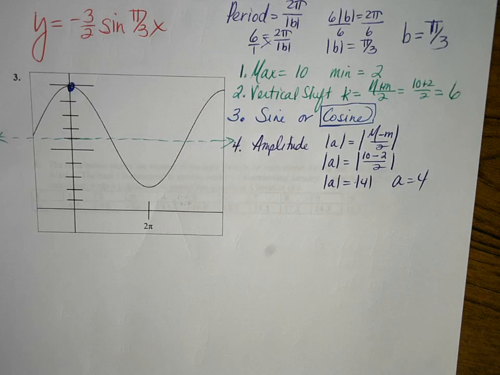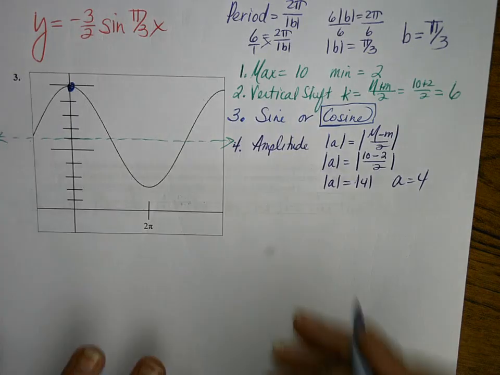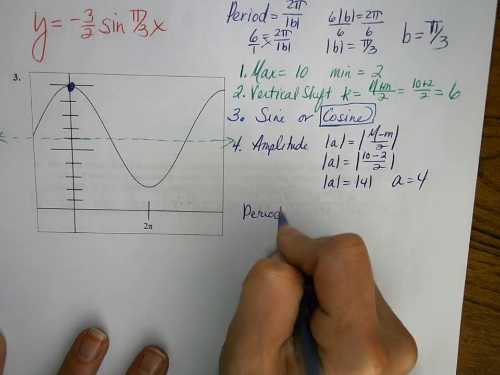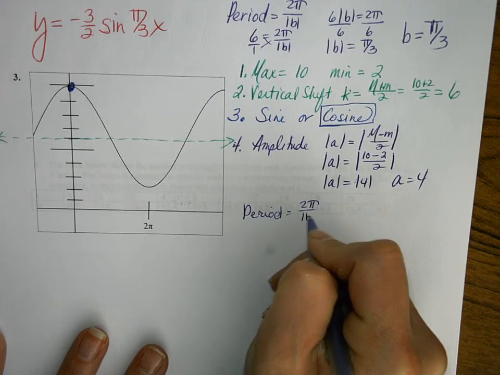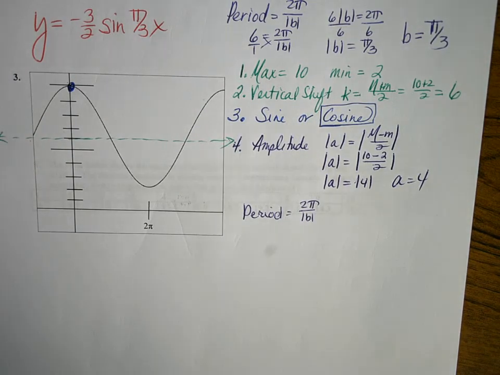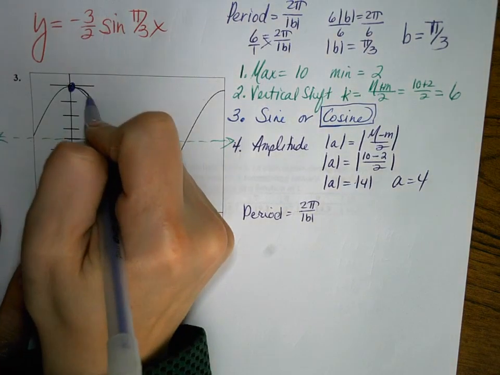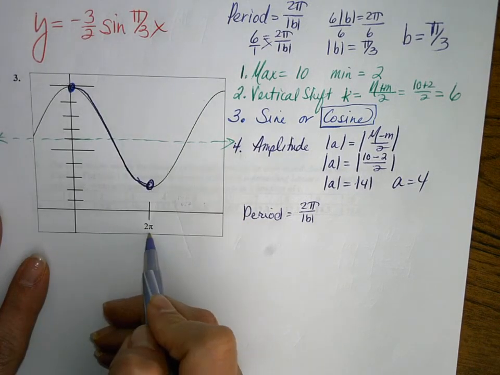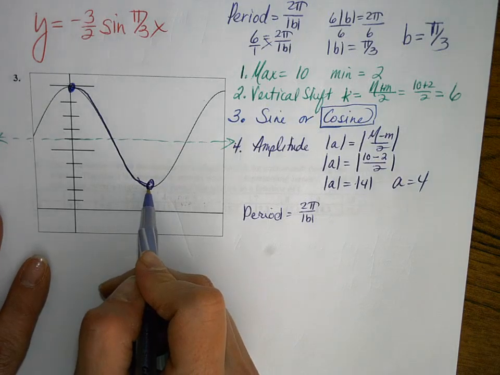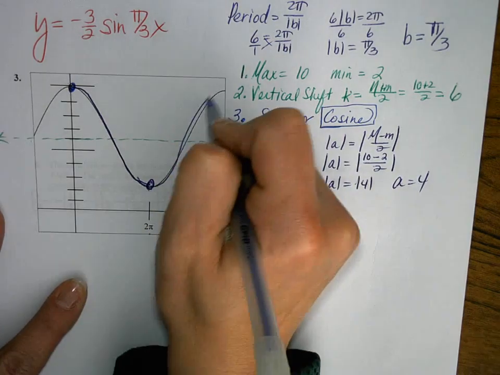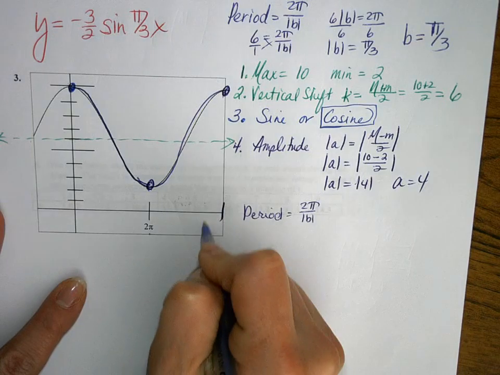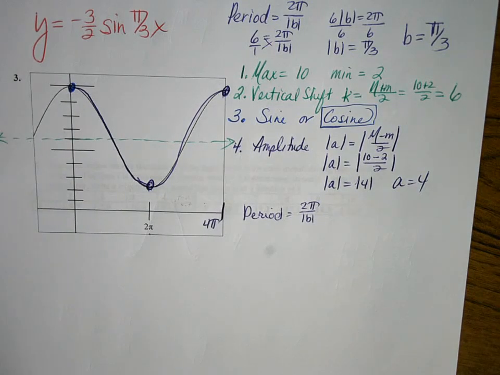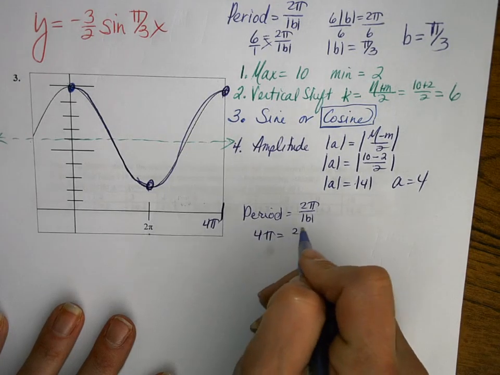All right, Heather, what else do we need? All right, the period is 2 pi over the absolute value of B. Now in this graph, do you know what the period is? 4 pi, very nice. Notice from the top to the bottom of this graph is 2 pi. That's halfway through. So if I double it, that means to get it back to my maximum value is going to be a distance of 4 pi.